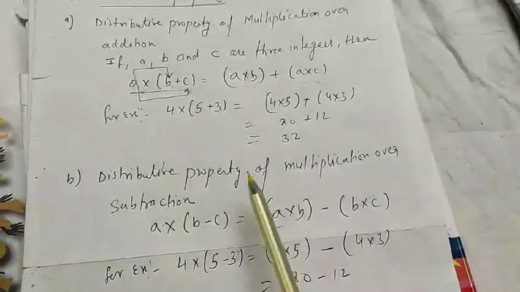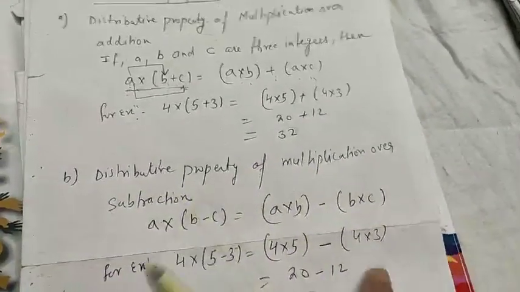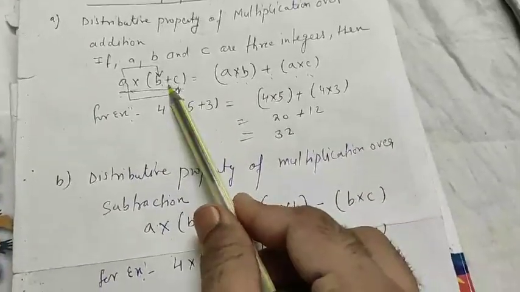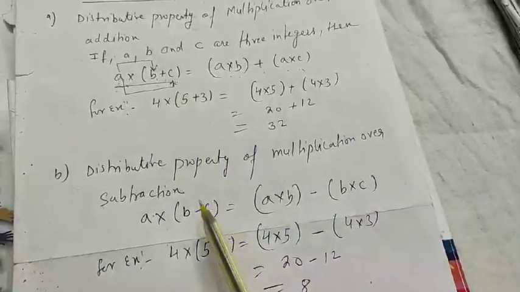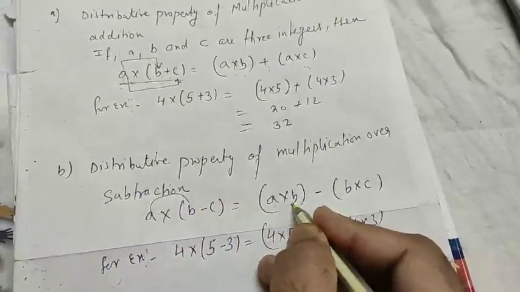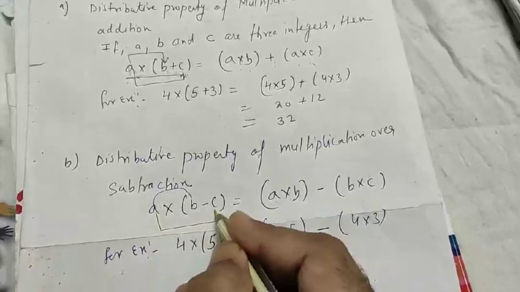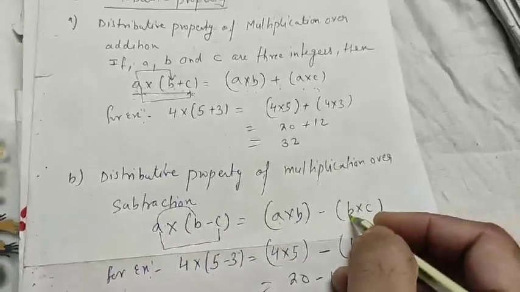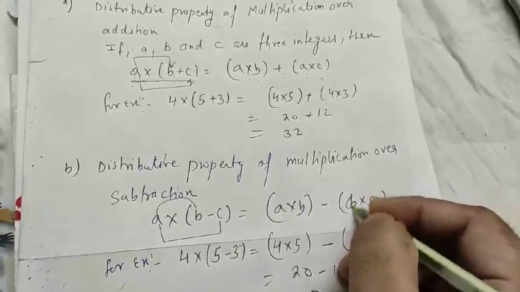Second is the distributive property of multiplication over subtraction. The only difference is that instead of plus it is minus. So same as in the first bracket, it will come a into b. Clear? In the second bracket, it will come a into c. Sorry, it is written b, it has to be a.